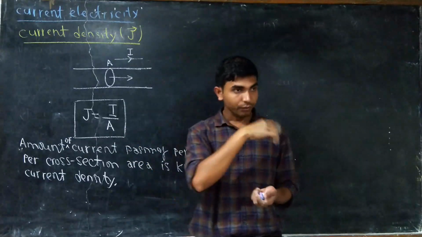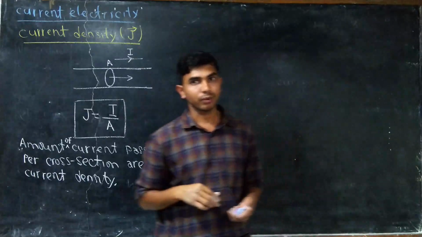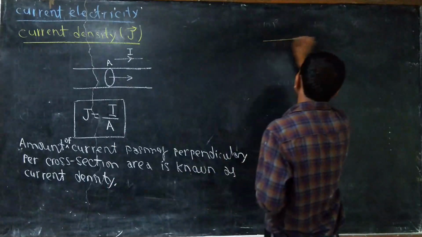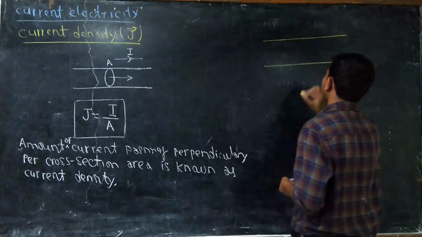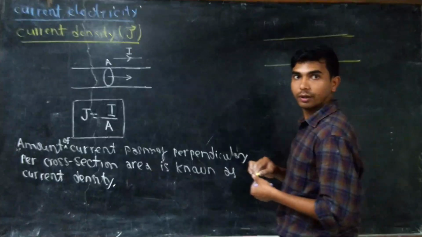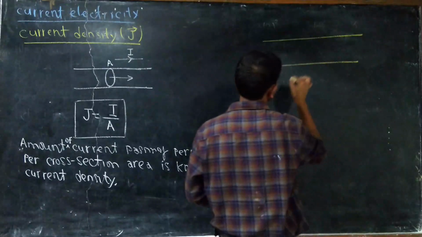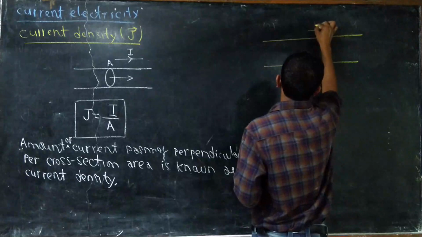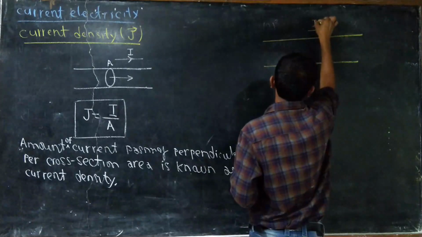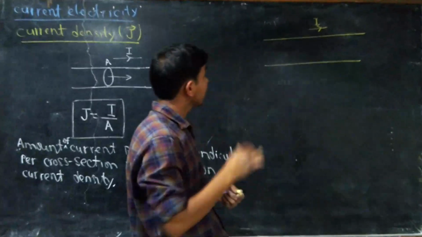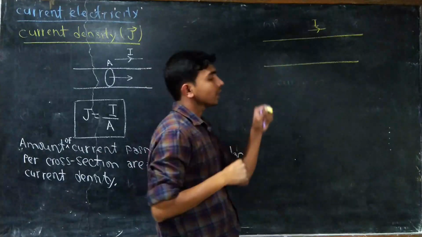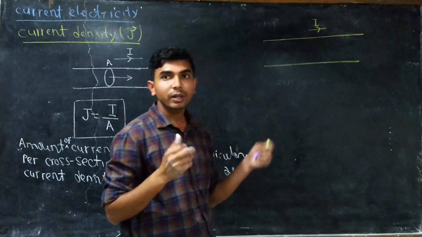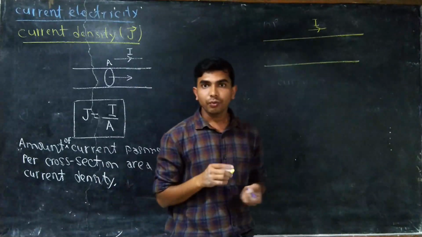Next, current density is also defined as average current density as well as current density at a point. Now we are going to discuss that one. Suppose this is your conductor again, and through this conductor current I is flowing. But in this one there is a condition: the current is not uniform.